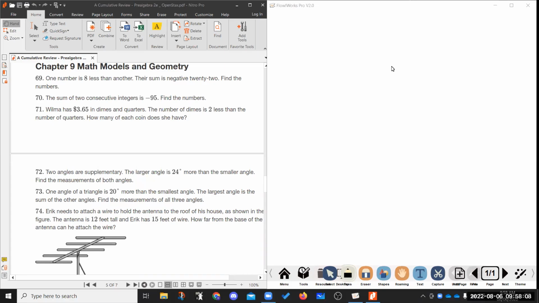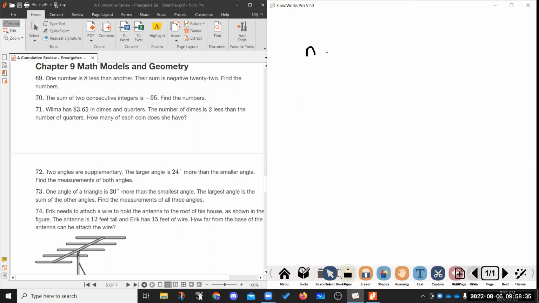In today's video, we're going to talk about concepts from Chapter 9, Math Models and Geometry, from the second edition of the OpenStax Pre-Algebra textbook. We're looking at the cumulative review problems from the end of the textbook, and we're going to start with problem number 69.